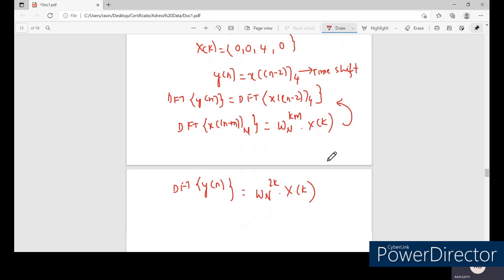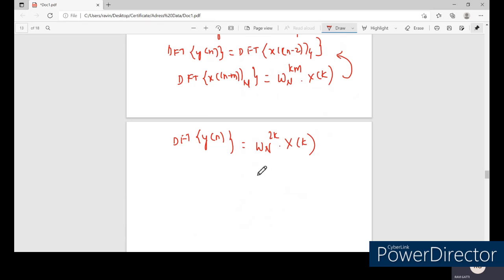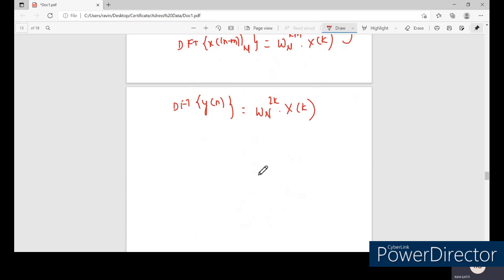We already know what X of k is, and by substituting this expression we can easily find it out. Since it is a 4-point DFT, I can write the DFT of y of n as Y of k, which is omega 4 to the power of 2k into X of k. Now you need to substitute the k values, that is 0, 1, 2, 3.